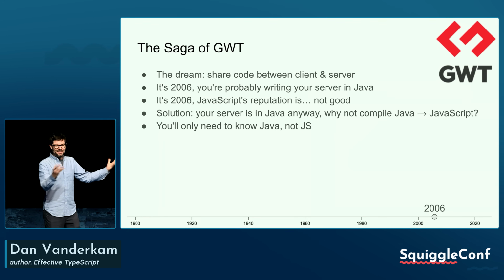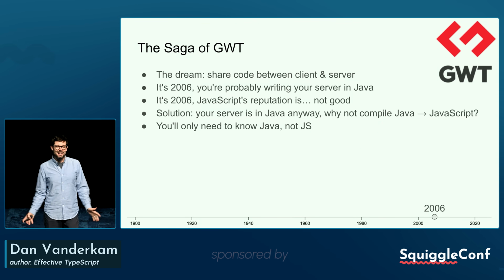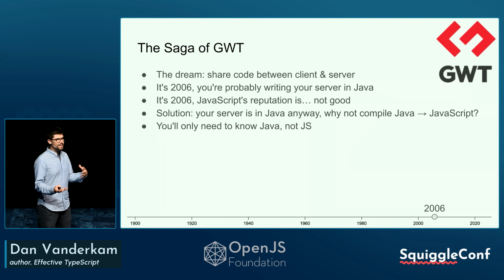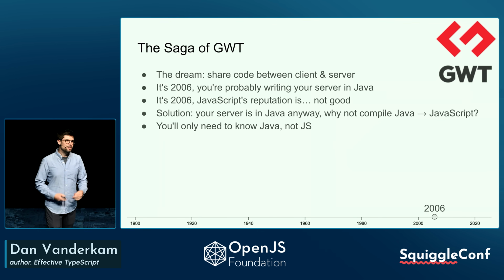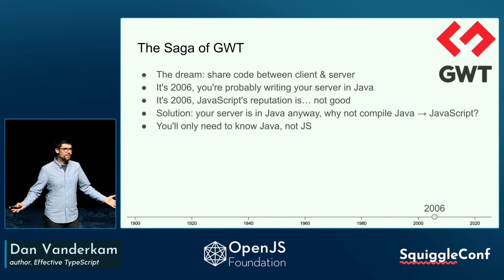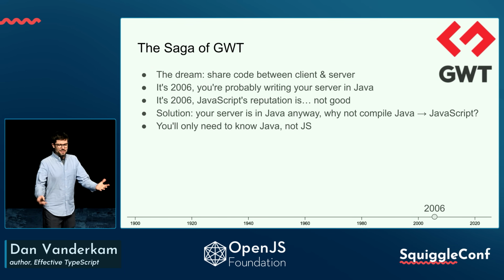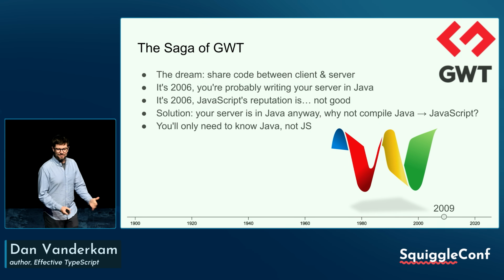So the idea was that, in 2006, JavaScript kind of sucked. Wouldn't it be nice if we could pretend that JavaScript didn't exist, that it wasn't a thing? So the idea with GWT is that you write your client-side code in Java, and GWT compiles your Java to JavaScript, and the JavaScript runs in the browser. And so you can just work in Java. You only need to know Java. You can share code between your client and your server because everything's Java. And yeah, you can just forget about this whole JavaScript thing. Great, right? So anyone remember this? Google Wave was a famous user of GWT.